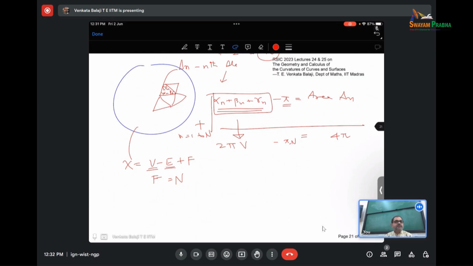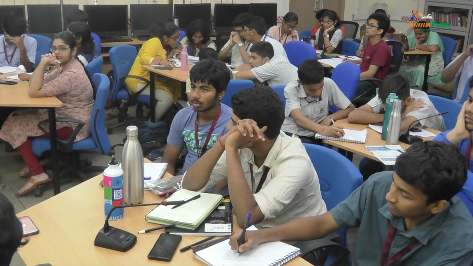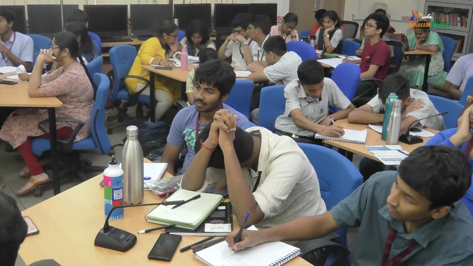Now the final thing that one has to look at is what about the edges? Is something bothering you? Please let me know if something is bothering you. So you'll get 2 pi V minus pi N. And what about these edges? What is the number of edges?